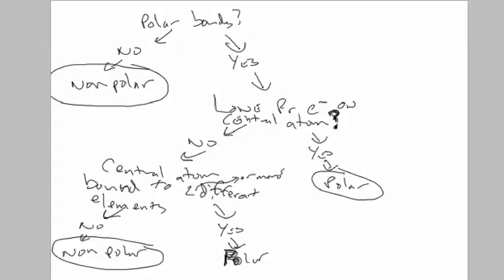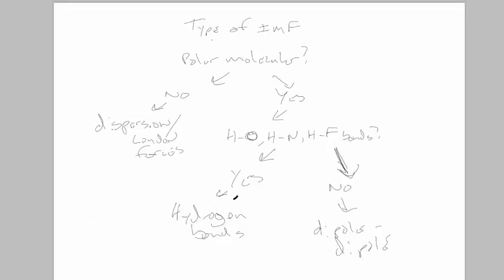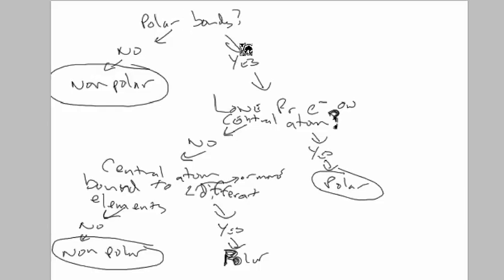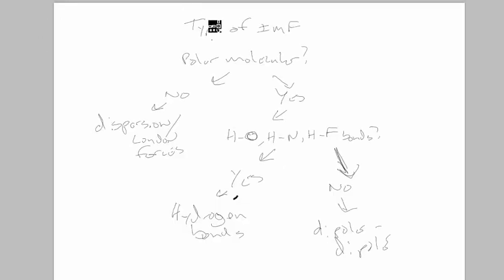And if we take a look at if the molecule is polar, well, polar bonds, yes, lone pair of electrons in a central atom. Well, it's not really a central atom, but there's only 1 bond, and that 1 bond is polar, so it's absolutely a polar molecule. So we go back to this flow chart.